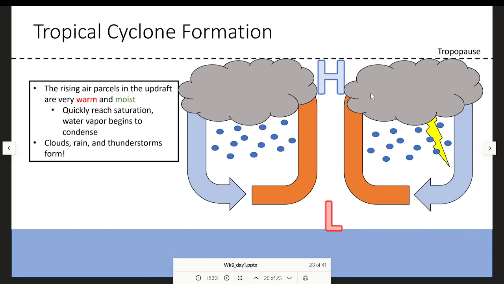There are the clouds. So the rising air parcels in the updraft are very warm and moist. They quickly reach saturation. The water vapor begins to condense. So this creates the rain, clouds, and thunderstorms.